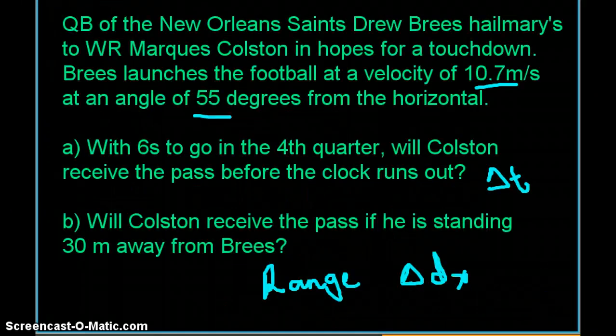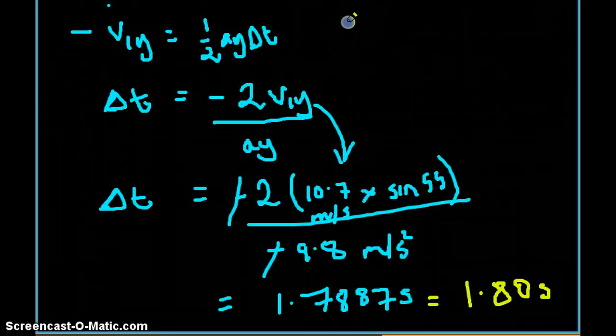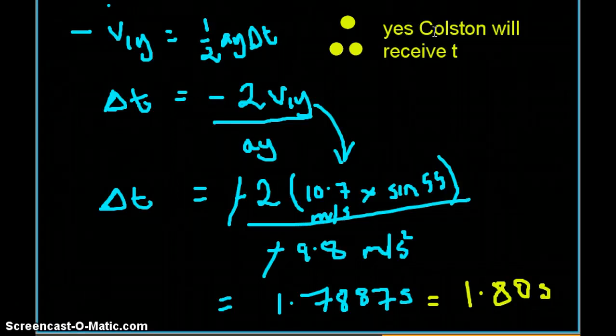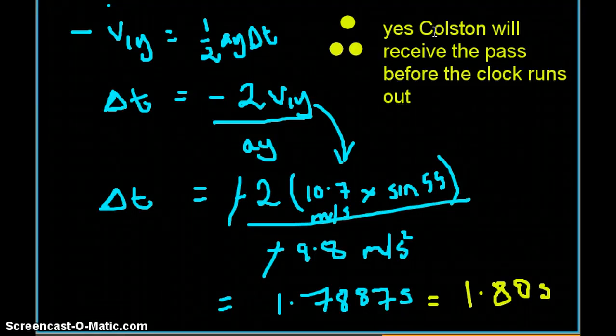Now the question was, with 6 seconds to go in the 4th quarter, will Colston receive the pass before the clock runs out? Well, yes, because there's 6 seconds on the clock, but it just takes the football 1.8 seconds to travel that distance. So here's your nice little statement: yes, Colston will receive the pass before the clock runs out.